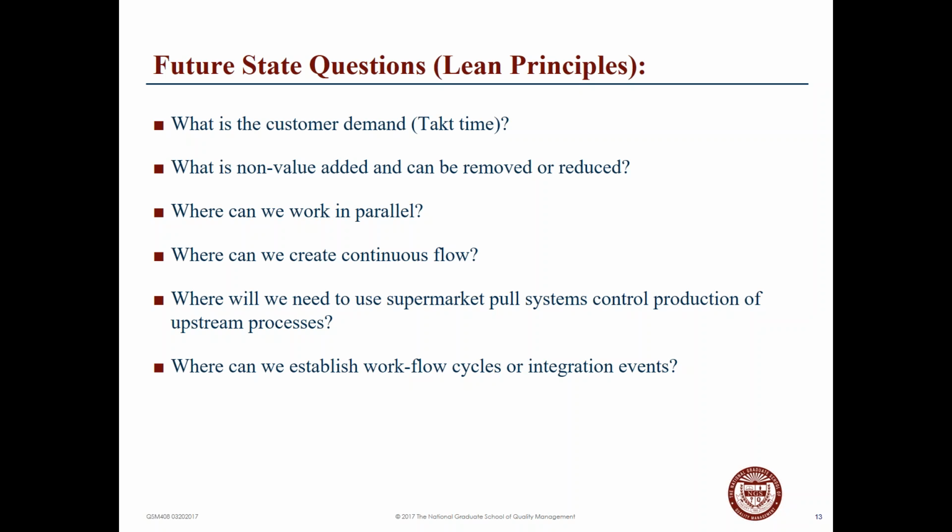Where can we create continuous flow so that we don't have those delays in between? Where can we add to our supermarket pull system control process or upstream processing? So how do we change the process so we're pulling the product through the process instead of pushing it? And where can we establish workflow cycles or integrated events that allow us to improve the process by effectively controlling the process and eliminating the waste?